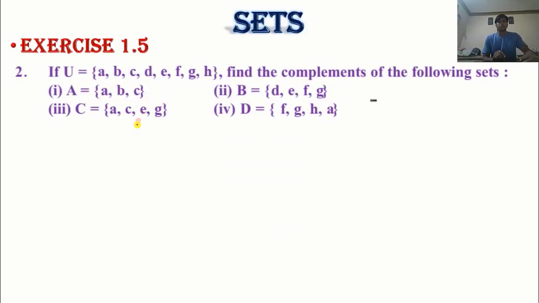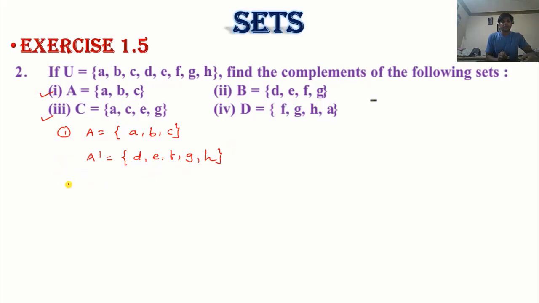This is your question. A, B, C, D is given and you have to find the complements of the following sets. I will calculate any two. So I will calculate the first one and the third one. Okay. So here A equals A, B, C. A dash equals: write the elements of U except this. So eliminate A, B and C. So you got D, E, F, G and H. That will be your complement. So D, E, F, G and H is the answer of A complement. That is the answer of the first one.